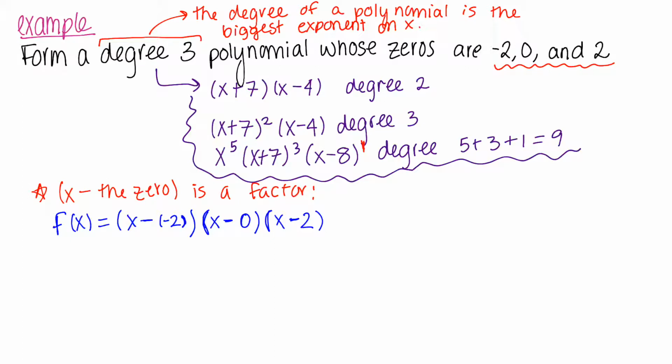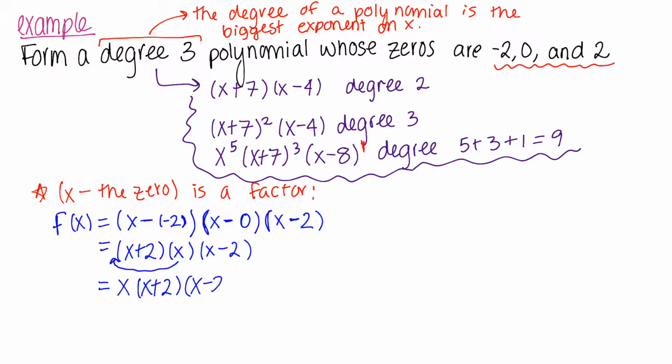Now, this isn't super beautiful the way it's written, so let's make it a little bit more beautiful. When you're subtracting a negative, that's just a plus. x minus 0 is just x. And then we have x minus 2. But you notice that there's just an x, so we'll put it straight out front. And then we have x plus 2 times x minus 2.